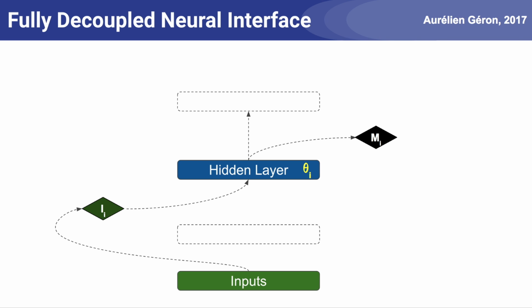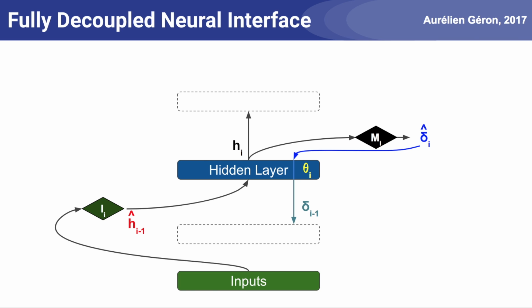To conclude, let's look at the data flow of a fully decoupled neural interface that uses both synthetic inputs and synthetic gradients. First, the synthetic input model receives the next training batch and computes an approximation of the layer's inputs, hi-1 hat. Then the hidden layer computes its outputs hi and feeds them simultaneously to the next layer and to its own synthetic gradient model.